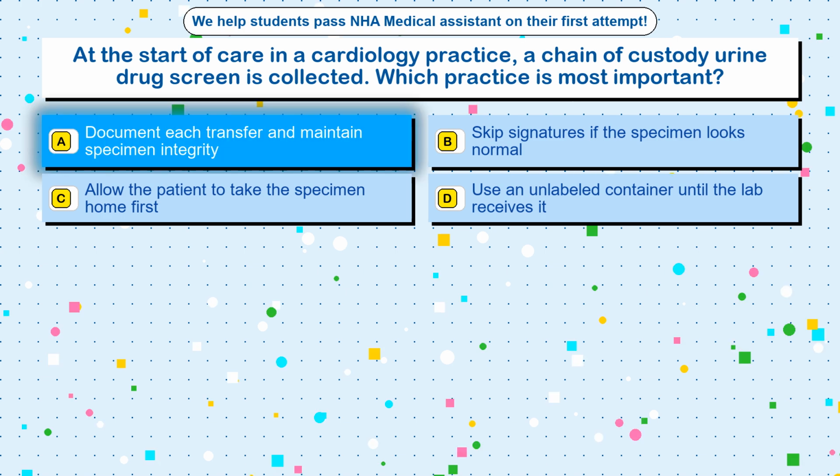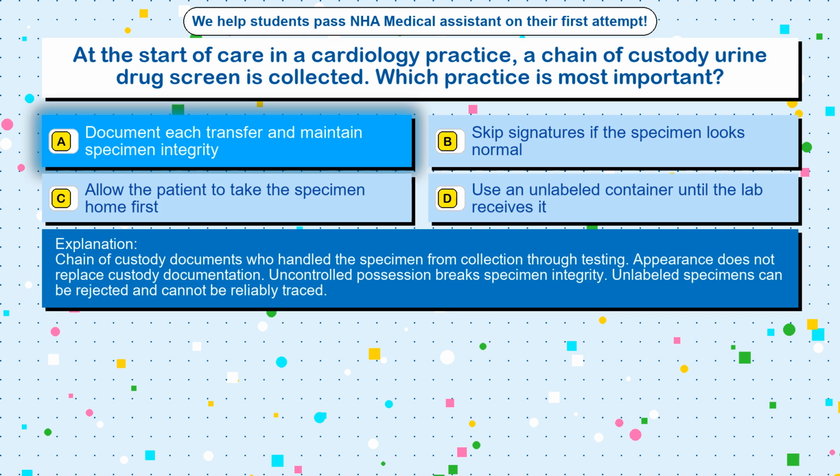The correct answer is option A. Document each transfer and maintain specimen integrity. Chain of custody documents who handled the specimen from collection through testing. Appearance does not replace custody documentation. Uncontrolled possession breaks specimen integrity. Unlabeled specimens can be rejected and cannot be reliably traced.